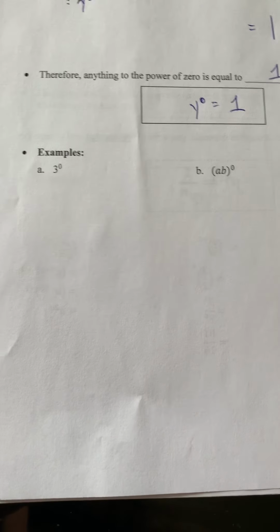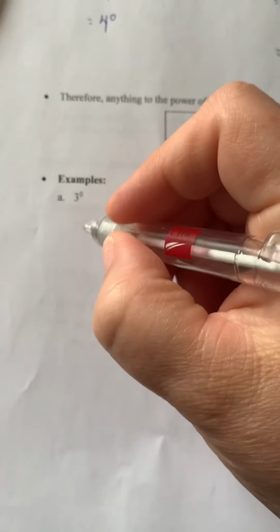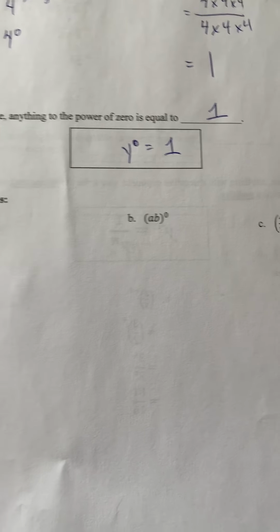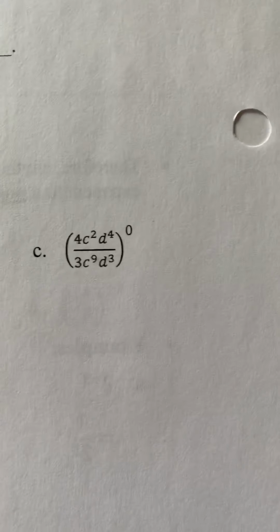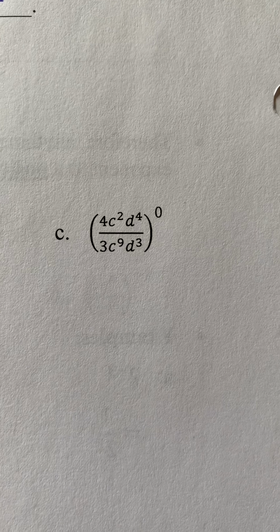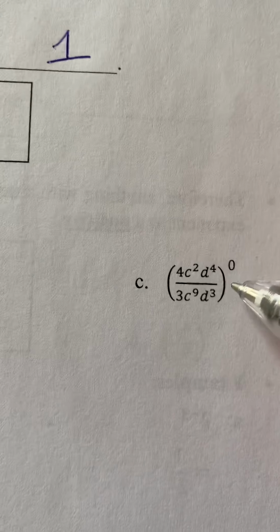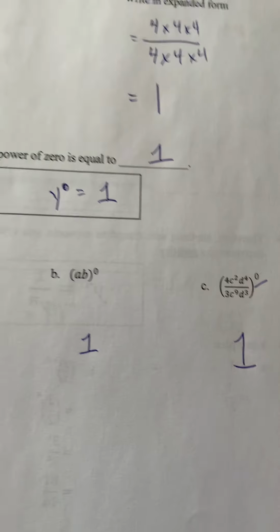So guys, how fast is this going to be? 3 to the power of 0? 1. AB to the power of 0? 1. All this goodness in here that looks really, really confusing, all to the power of 0? 1. Was that fast or what?